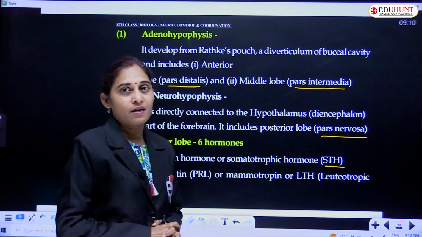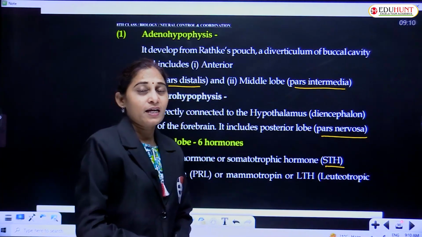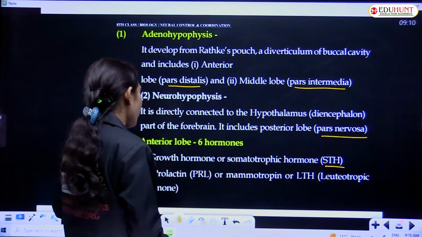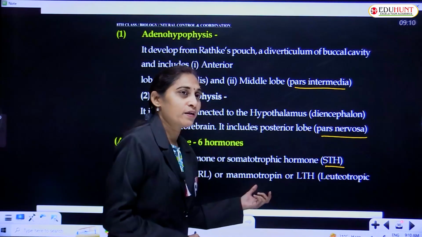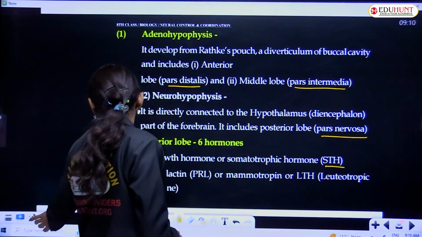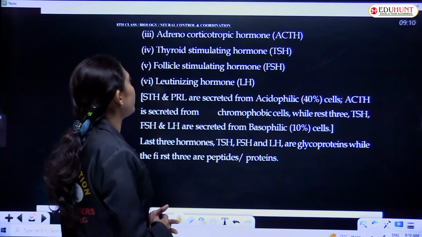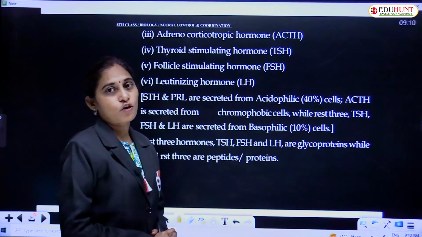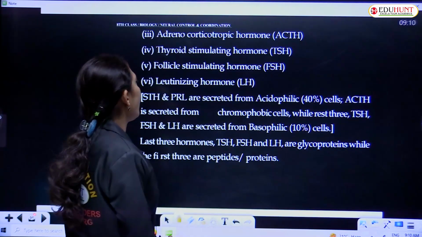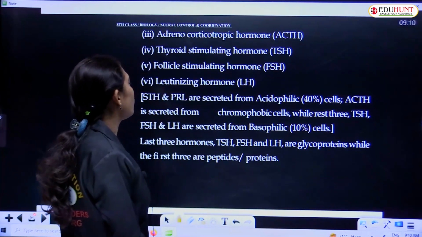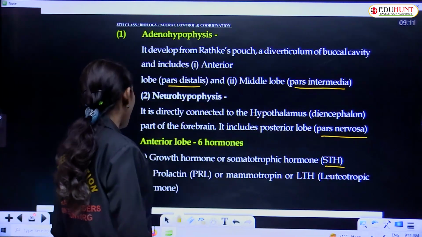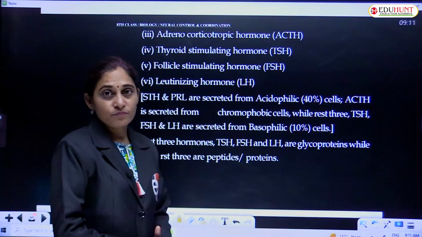Second is prolactin. Prolactin is especially important for lactating mothers, feeding mothers. Prolactin is also called mammotropin or luteotropic hormone. And third, adrenocorticotropic hormone, ACTH, thyroid stimulating hormone, TSH, and follicle stimulating hormone and luteinizing hormone. These are the 6 hormones which are secreted by the anterior lobe of the pituitary gland.